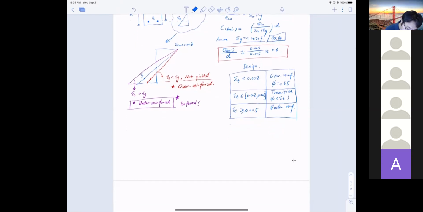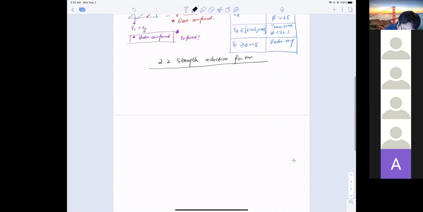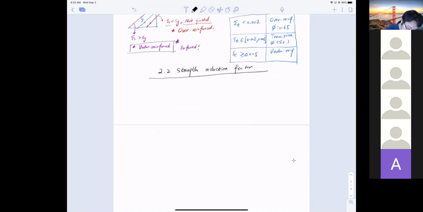Let me write this down. We're going to talk about 2.2 strength reduction factor. What is the strength reduction factor? Recall, we mentioned before, we use it to reduce the nominal strength Mn and allow it to be bigger or equal than the applied moment Mu.